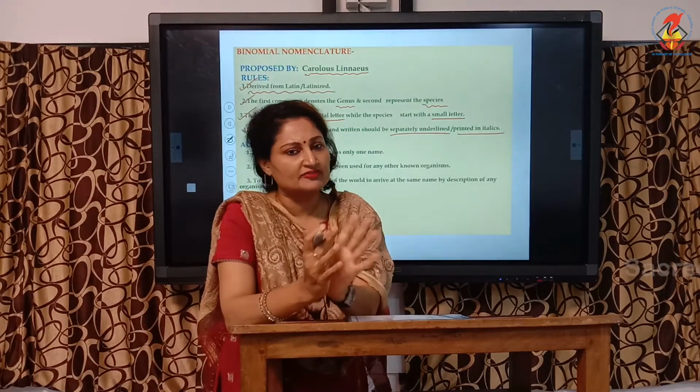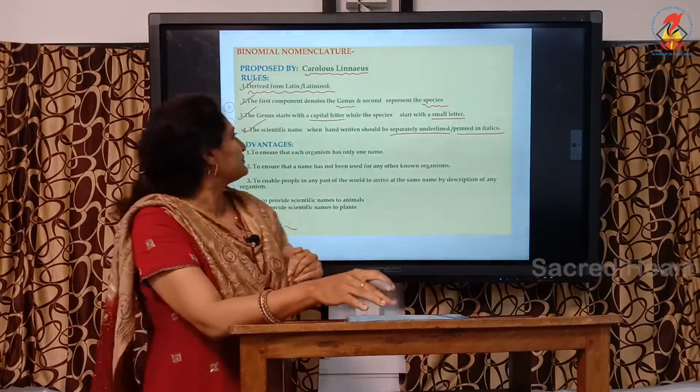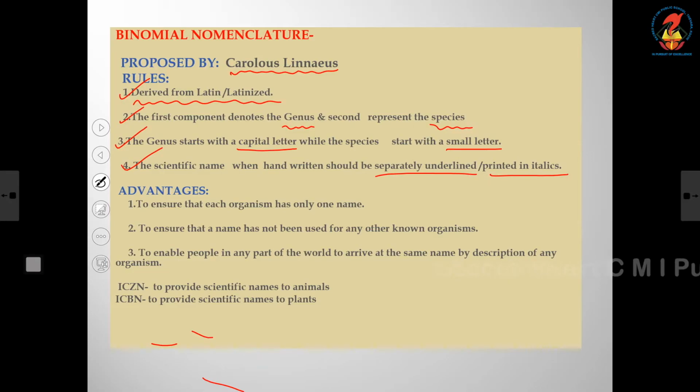We have already learned somewhere in the lower class, in the 9th standard maybe. So, the first rule is it is derived from Latin or Latinized. Second, the first component denotes the genus and the second component denotes the species. The genus starts with a capital letter and the species starts with a small letter, and there should be a gap between these 2 components. And lastly, the scientific name, when it's handwritten, should be separately underlined, or if it is printed, it should be printed in italics.